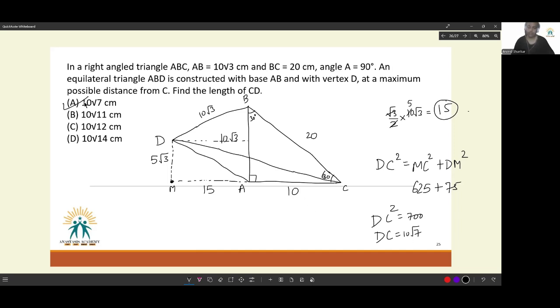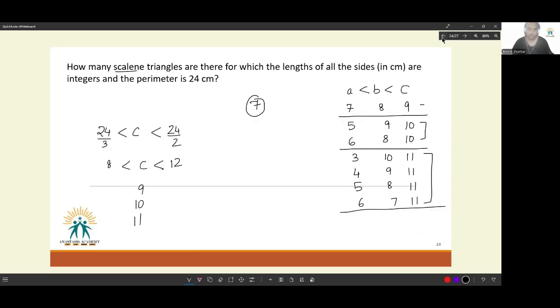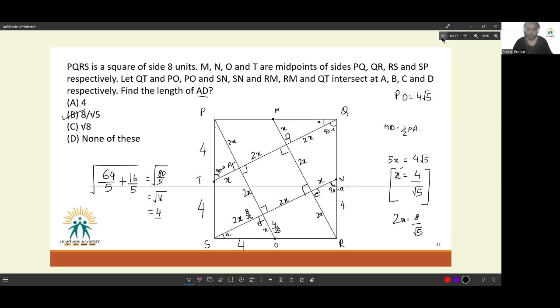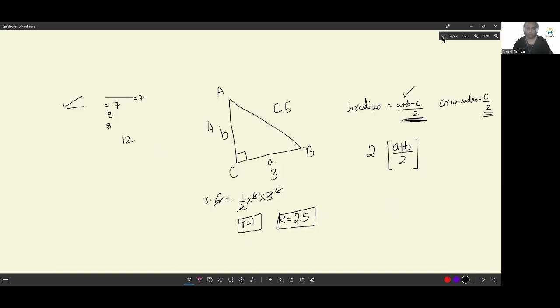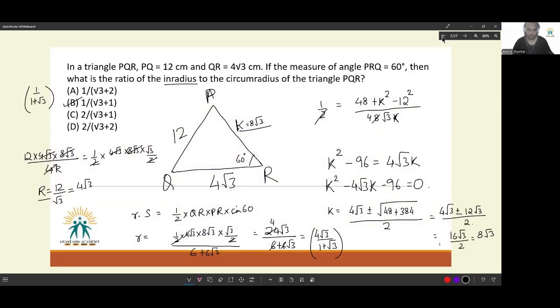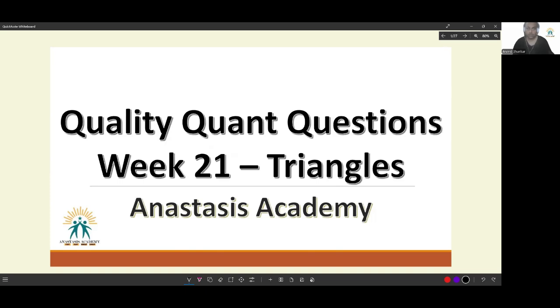Option A is the correct answer. And that will be all for this week's quality quant questions. Hopefully you learned something. Next week, most likely we move on to doing more non-triangle based questions. Hopefully this was a fruitful exercise for you.